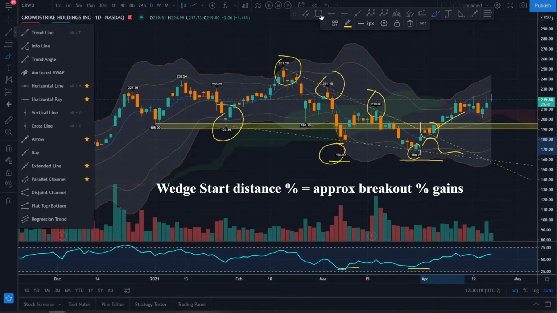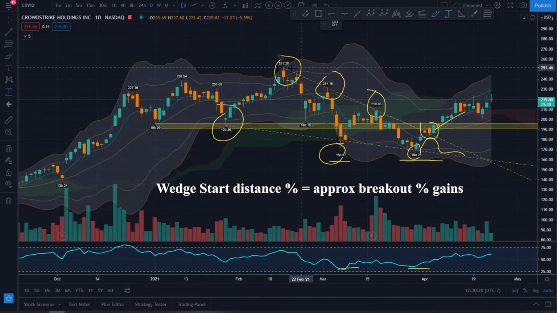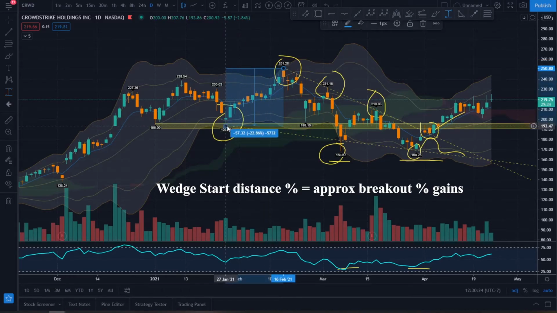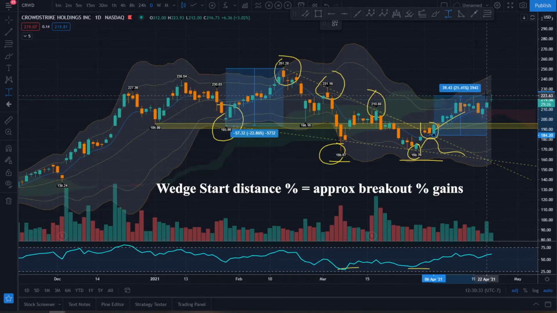So let's take a look here. From the beginning of the wedge. So I would consider this at the beginning of the wedge, these two prices here. And I would look at this and say, okay, I'm anticipating this to go about 22%. So up to around here. Because the distance percentage at the beginning of the wedge, that's the anticipated distance that it would break up over.